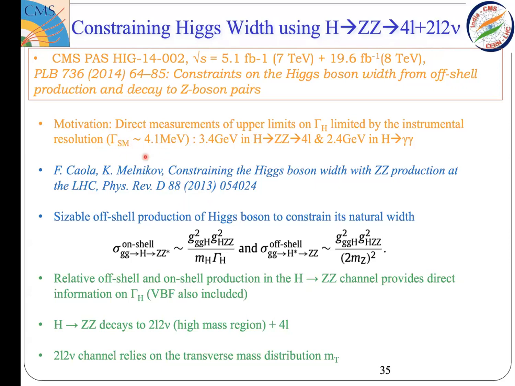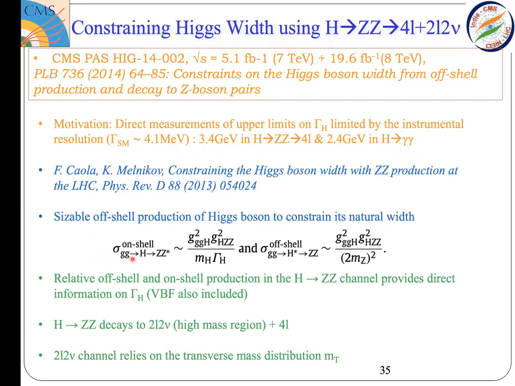Around 125 GeV in the standard model, the predicted one, or the expected one, is 4.1 MeV, whereas the actual direct measurement limits were 3.4 GeV, so orders of magnitude higher in both the golden channels. So what was proposed was that there is a sizable off-shell production of the Higgs boson, which is of course not on shell but off shell, to constrain the natural width.